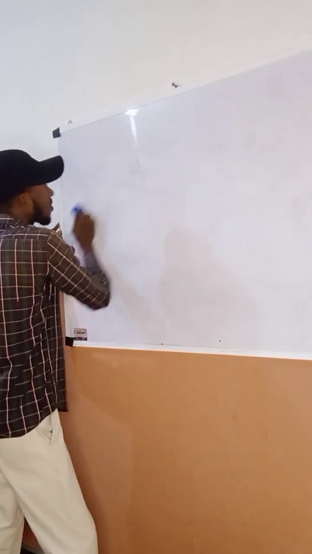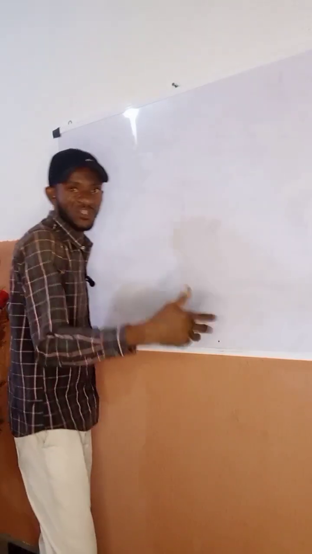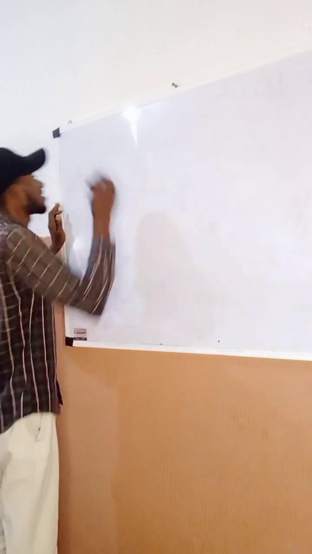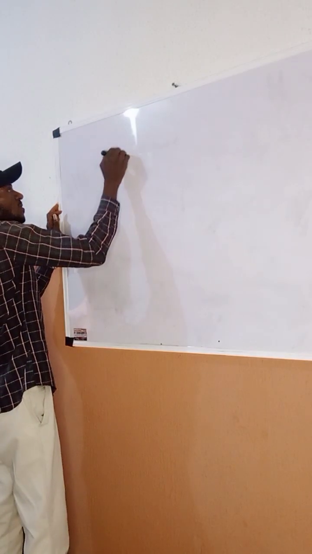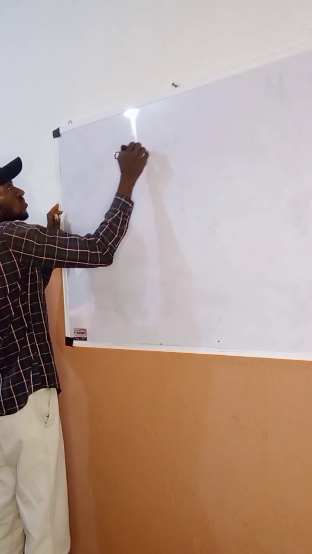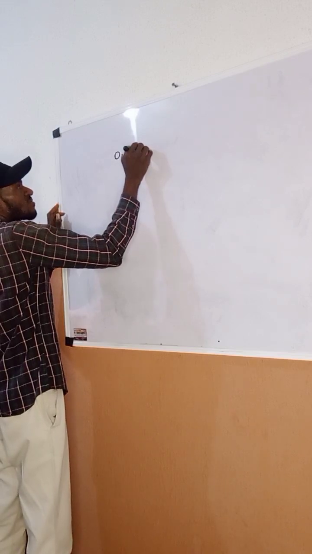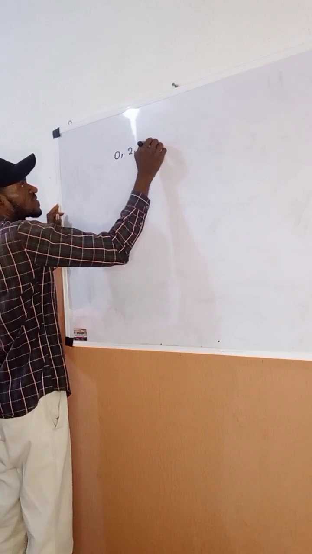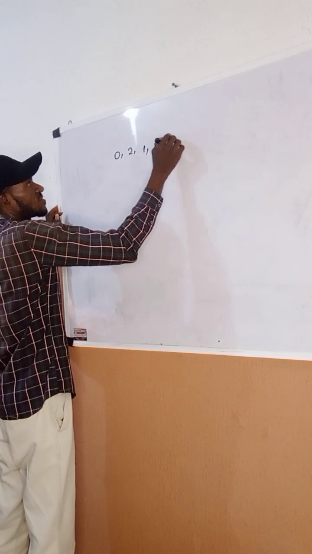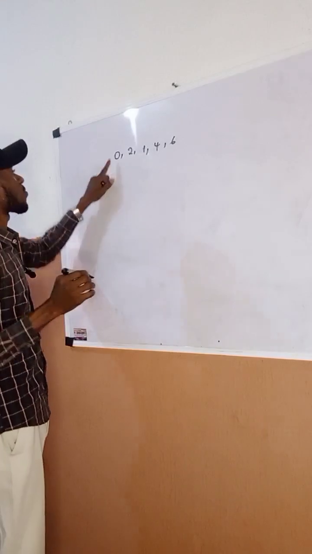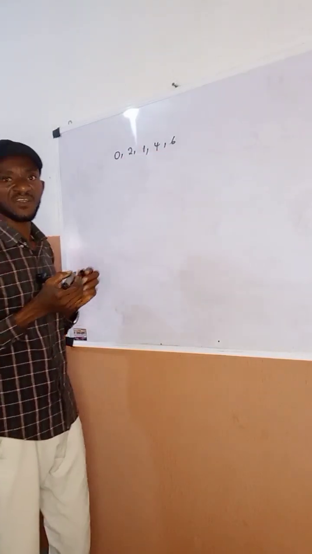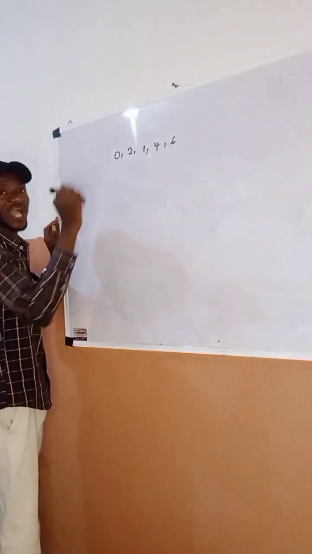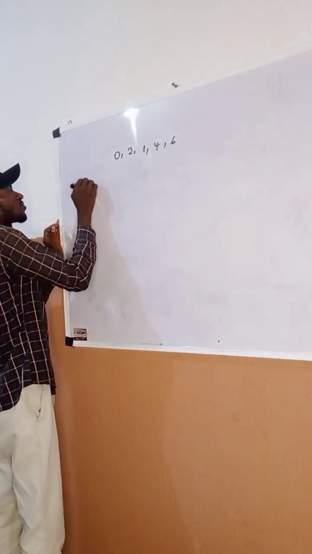We are going to take a smaller data set so that it will be much easier for us to handle. And let me say that the data set which I'm going to take has 0, 2, 1, 4, and 6. 1, 2, 3, 4, 5. Let me say this is what I have. And from this, we are going to calculate the following.